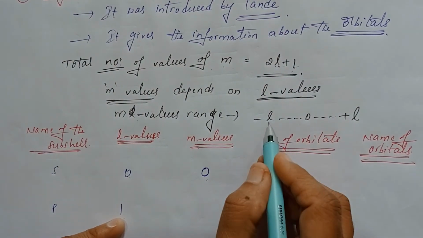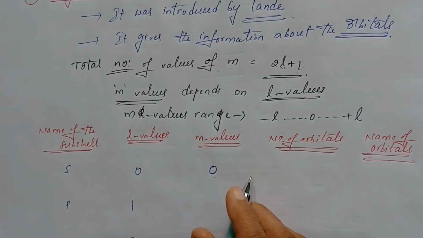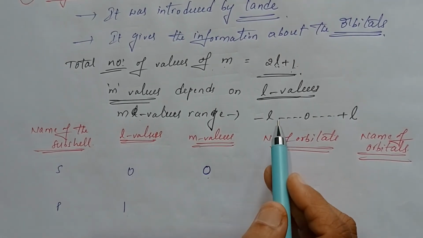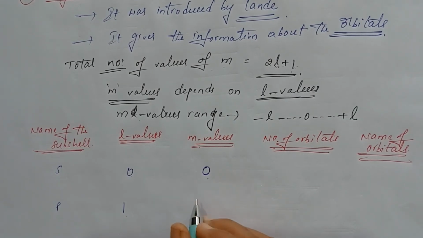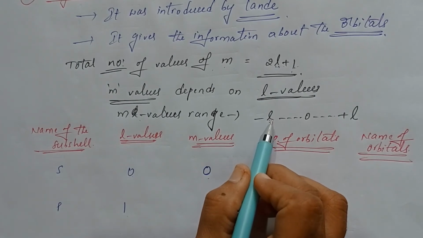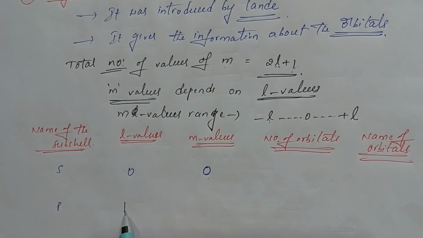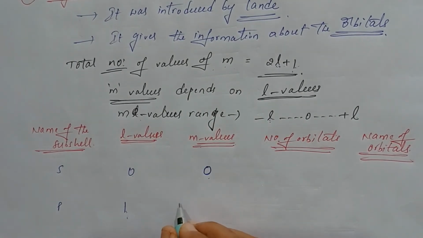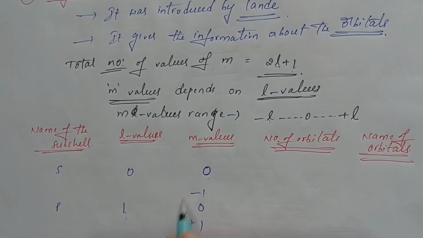What are the three values, students? Minus 1, 0, plus 1. Are you clear? For l equal to 1 you will get minus 1, 0, and plus 1. Three values you will get.